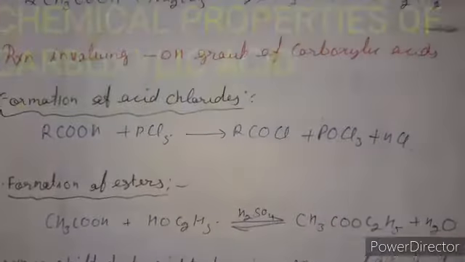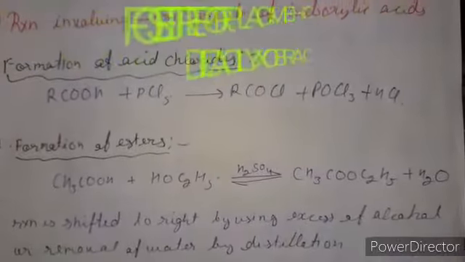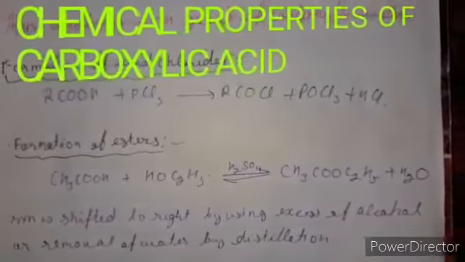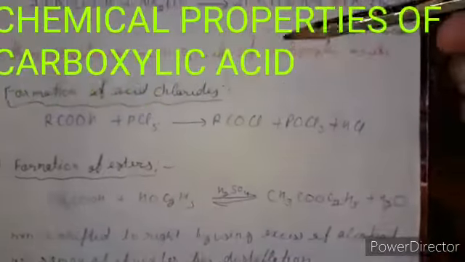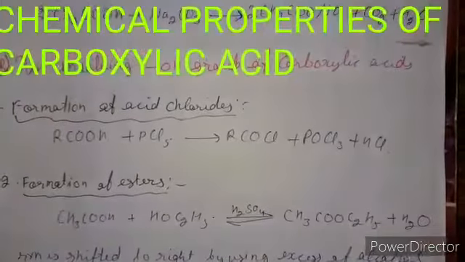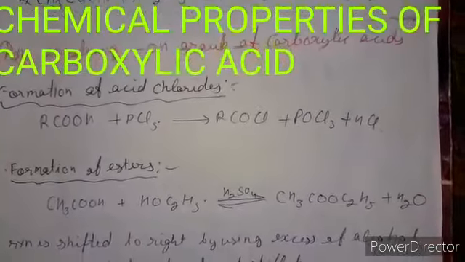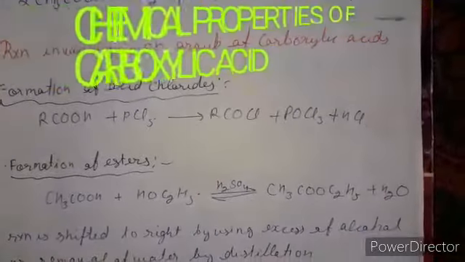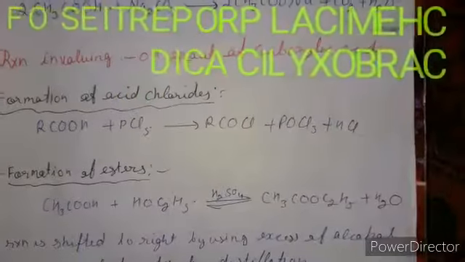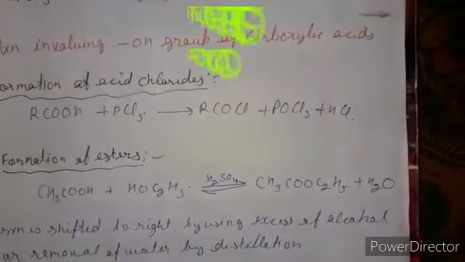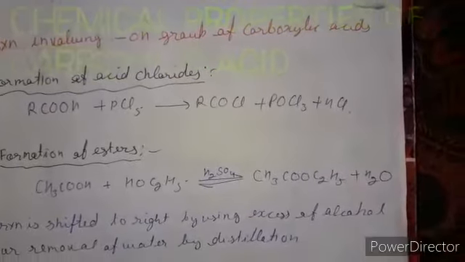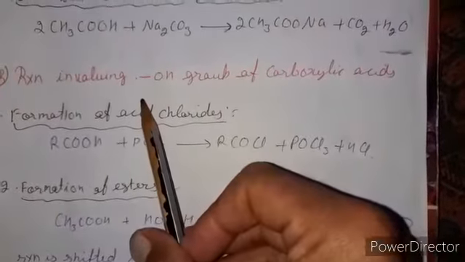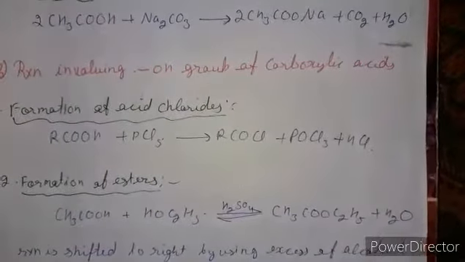Good morning, students. Today we are going to start reactions involving the hydroxyl group of carboxylic acid, involving cleavage of the carbon-OH bond. In our previous video, we discussed the acidic character and how electron-withdrawing or electron-donating substituents affect the acidic character of carboxylic acid. So, first, reactions involving the cleavage of the carbon-OH bond in carboxylic acid.